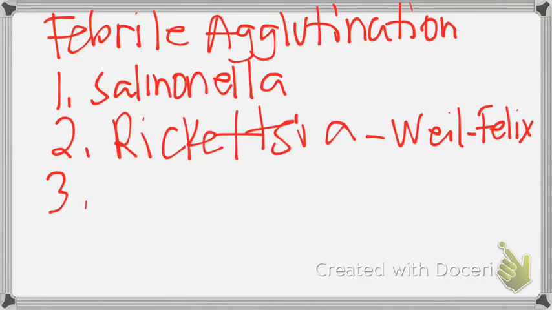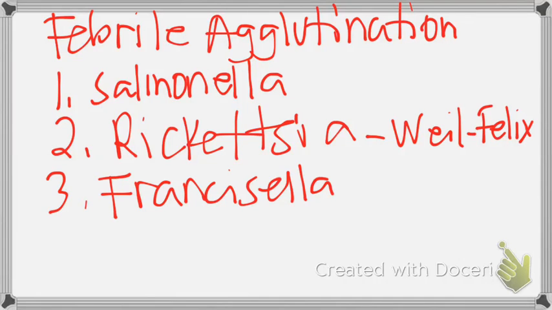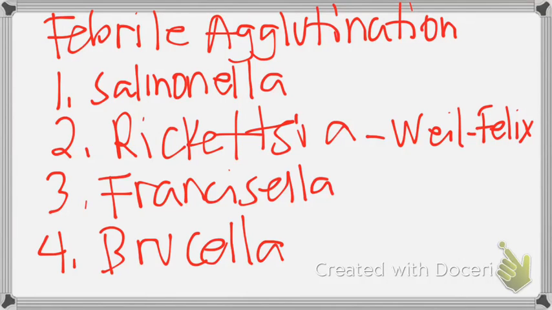Then Francisella, which could cause tularemia or the glandular fever. Then, of course, Brucella, which could cause brucellosis or the undulant fever. So all of these are part of the so-called febrile agglutination test. Okay?